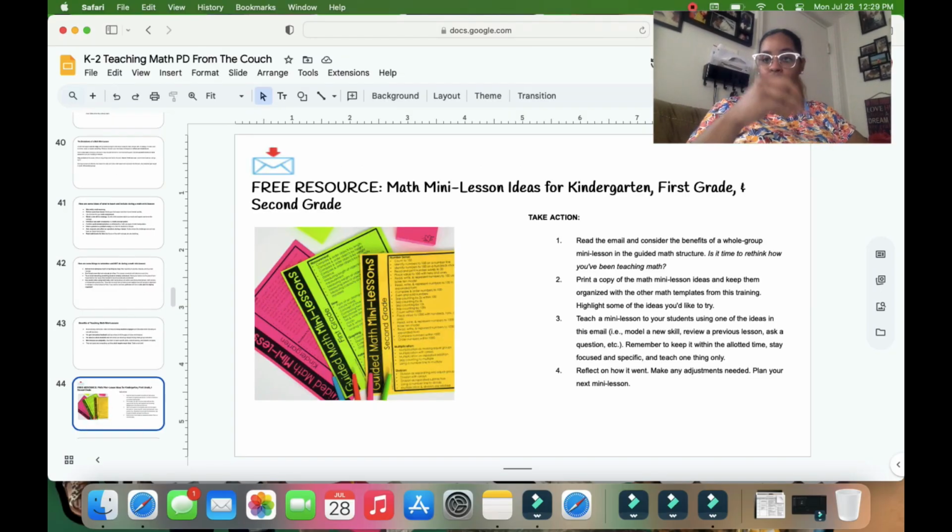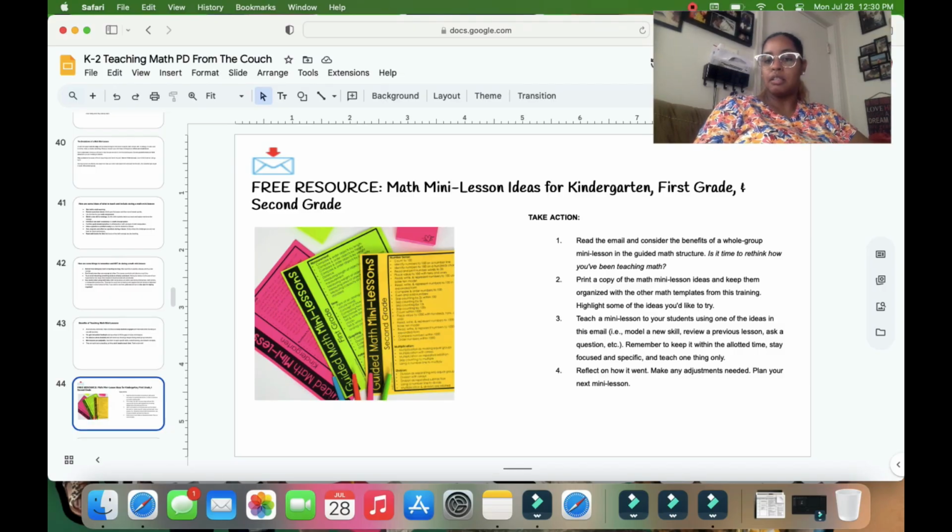The free resource for this day was just these simple math mini lesson ideas for kindergarten, first, and second grade. This is something you definitely would want to look forward to, because in the email, you can print a copy of the math mini lessons, keep them organized with the other math templates from the training, and then just highlight some of the ones that you like to try.